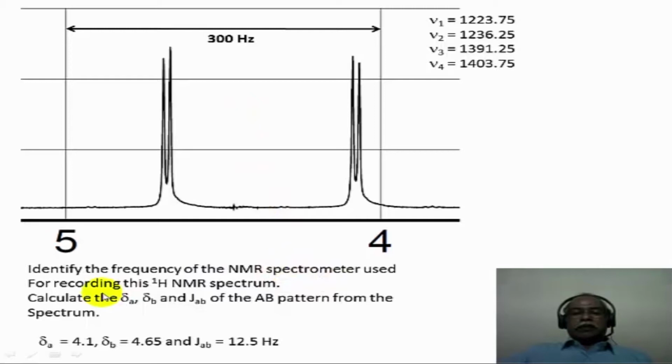I have done this calculation. The delta A should come out to be 4.1 and the delta B should come out to be 4.65, and the JAB corresponds to 12.5 hertz, which is a simple subtraction of these two frequencies, giving you 12.5 hertz as the coupling constant value. So try to work out this problem yourself and satisfy yourself that this answer is correct for the arithmetic needed to extract delta A and delta B as well as the JAB from the spectral data given.